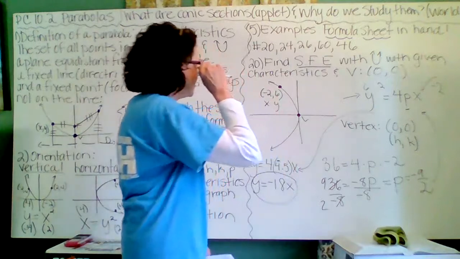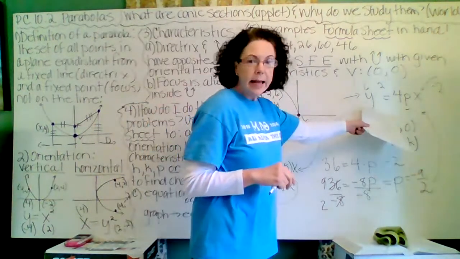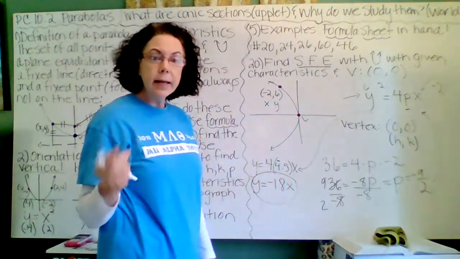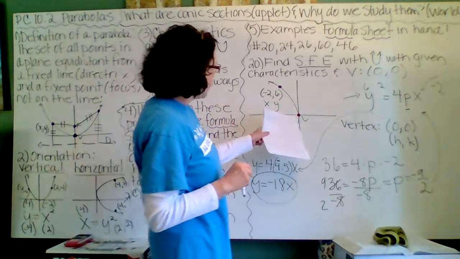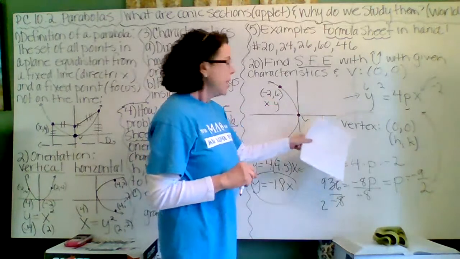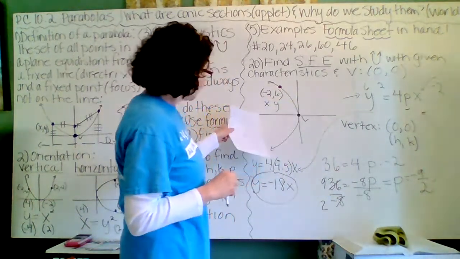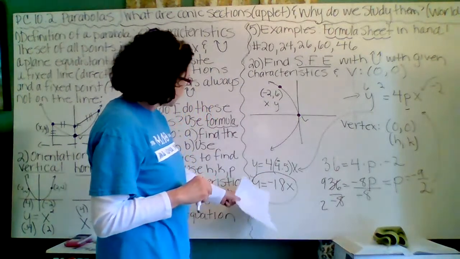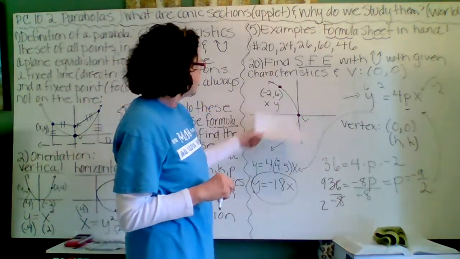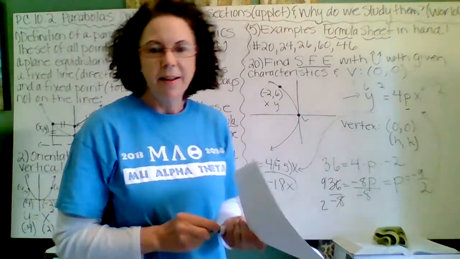Notice it does make sense that my P is negative because the P gives the orientation. If my P was positive, my parabola would be going to the right. But because my parabola is going to the left, you'll see that that P is negative. And so this is the final equation that they asked us to write for this parabola.